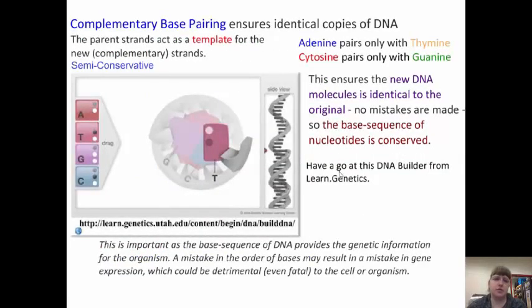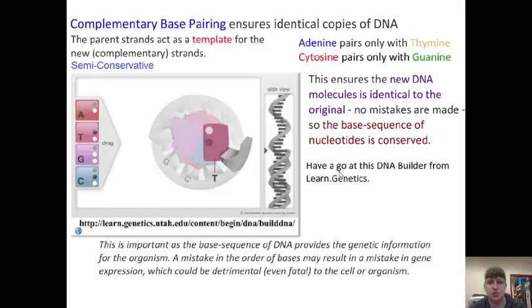All right, so following our normal complementary base pairing rules, our adenine going with thymine and our cytosine going with guanine, the parent strand is going to act as a template for the new or complementary strands, and this is going to allow for DNA replication to be semi-conservative. This is going to ensure that our DNA molecules, the two daughter cells, daughter nuclei, are identical to the original.